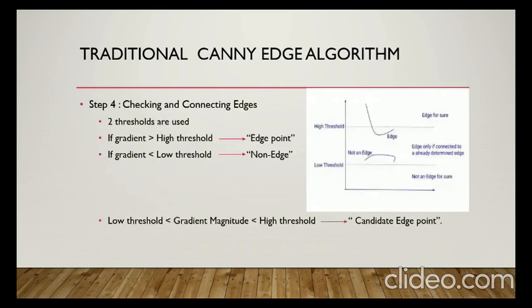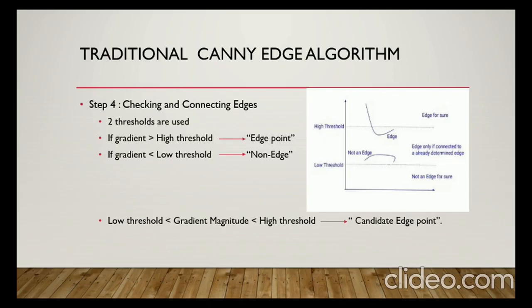The fourth step is checking and connecting edges. That means we check the edges and also connect the edges. In this step, we use 2 threshold values, a high threshold value and a low threshold value. If the gradient magnitude is greater than the high threshold value, we mark that point as an edge point. If it is less than the low threshold value, we mark it as a non-edge point. If the gradient magnitude lies between these 2 threshold values, then those points are marked as candidate edge points.